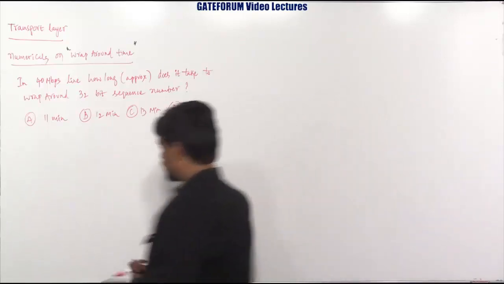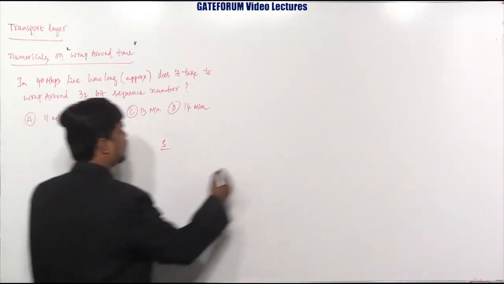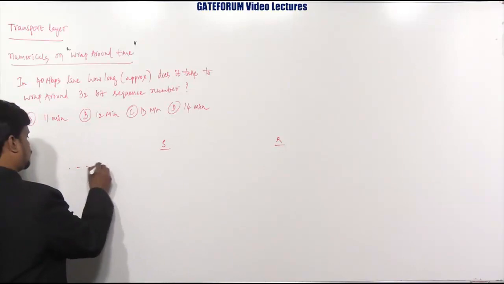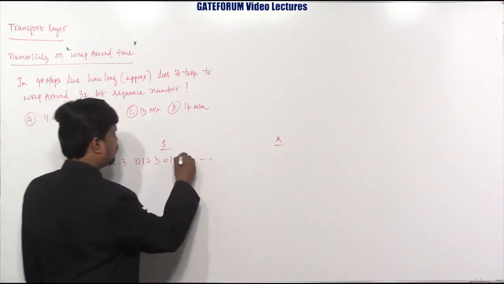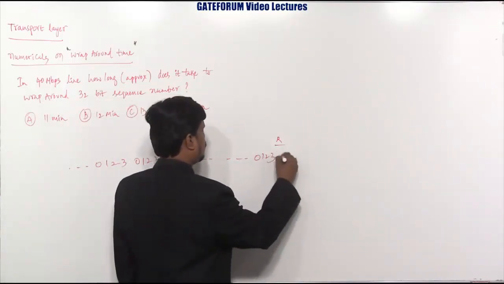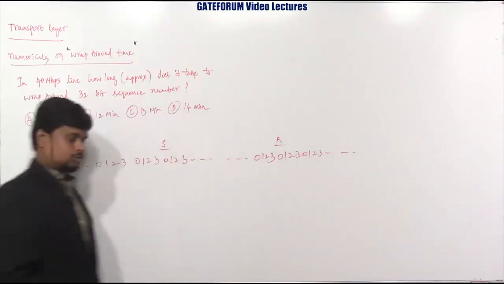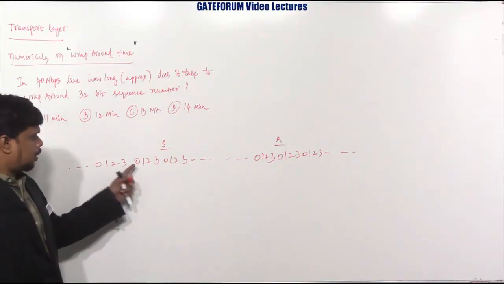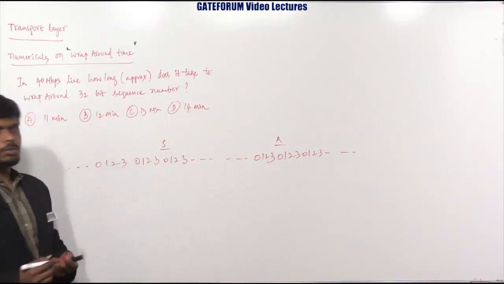For example, in sliding window, this is my sender sliding window and this is my receiver sliding window. These are the frame sequence numbers I have: 0, 1, 2, 3, 0, 1, 2, 3 and so on. Similarly on the receiver side also I have frame sequence numbers like 0, 1, 2, 3, 0, 1, 2, 3 and so on. So here after 0, 1, 2, 3 I am unable to find 4, 5, 6, 7, 8, 9 and so on. So why am I unable to find them?